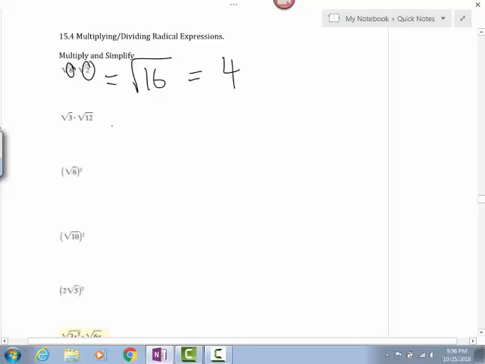Okay, going on to the next problem. I have the square root of 3 times the square root of 12. Well, 3 times 12 is 36. And the square root of 36 is 6.